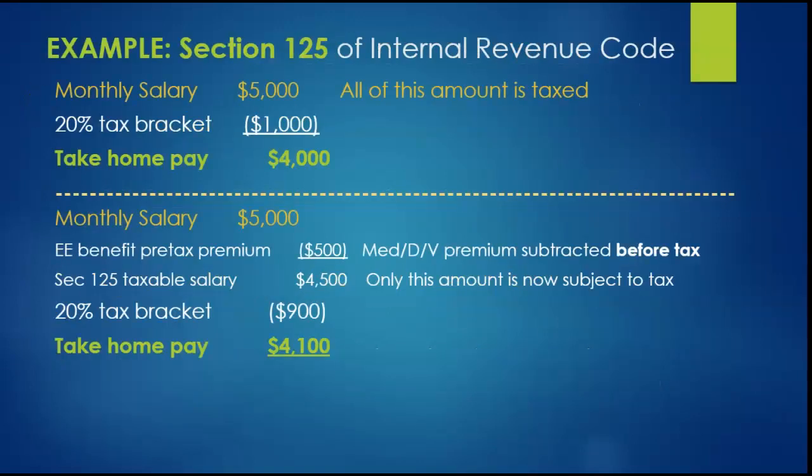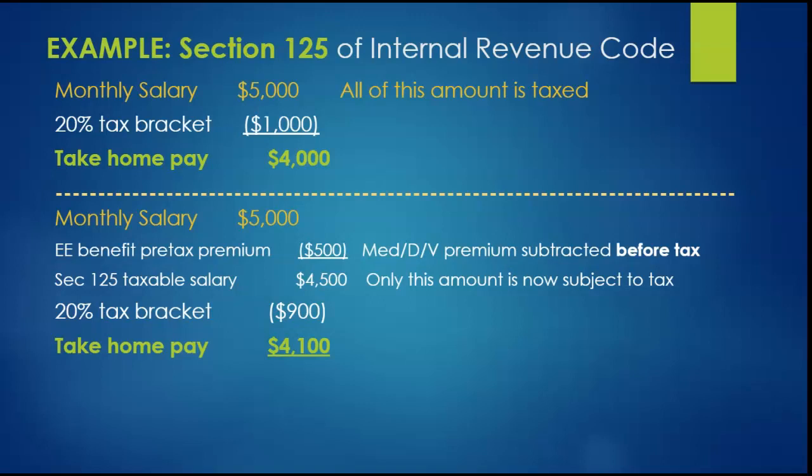So here's an example of how something might play out in a Section 125 plan. Your monthly salary, $5,000. All of this amount, if we taxed it at 20%, we'd say your take-home pay would be $4,000. Now, let's take a look when we add a benefit that is captured under Section 125. Same monthly salary, only this time we're going to take out our benefit on a pre-tax basis. We're not going to pay it out of that $4,000. We're going to pay it off the top of that $5,000.